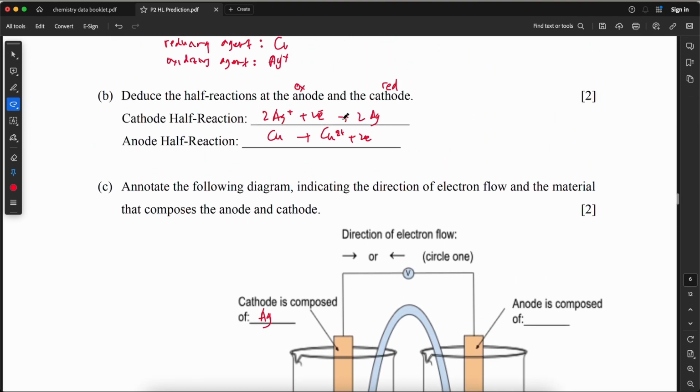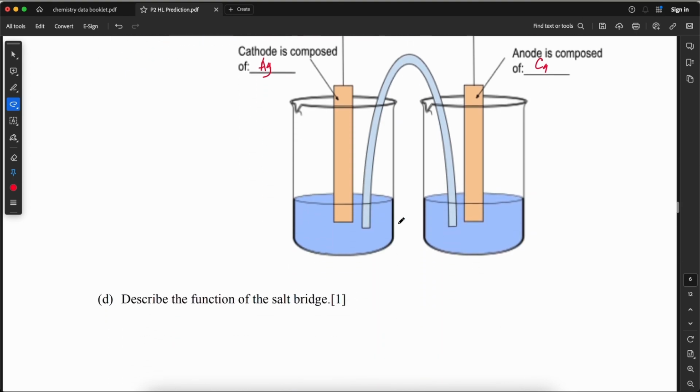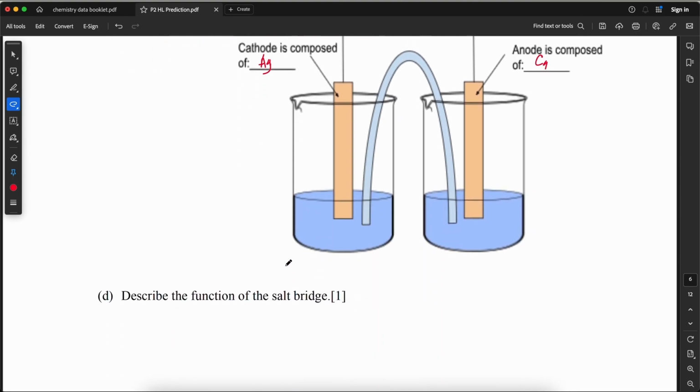Okay, cathode will be Ag, and then anode will be Cu. The direction of electron flow is from anode to cathode, so we circle this one. Describe the function of the salt bridge to maintain or to balance charges in the electrochemical cell.